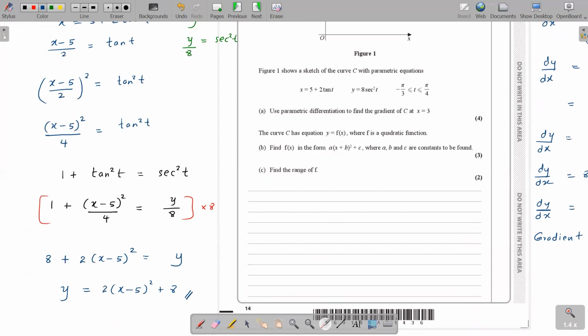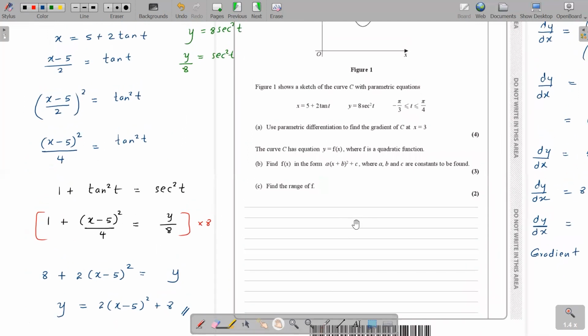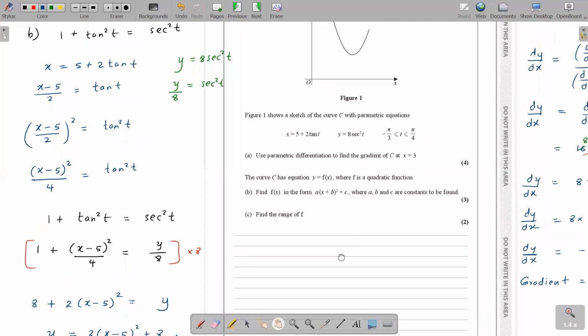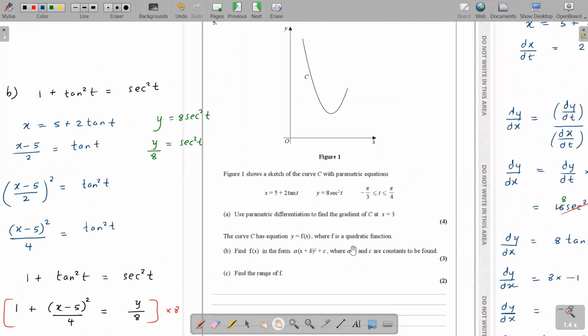Next part, they say find the range of f. Okay, so find the range of f. They have drawn the graph. Have a look at the graph, because that graph gives you a lot of information that you need to know. Now, range means what? The set of possible what values? The range means the set of possible y values, right? So all the y values that you have within this given graph.